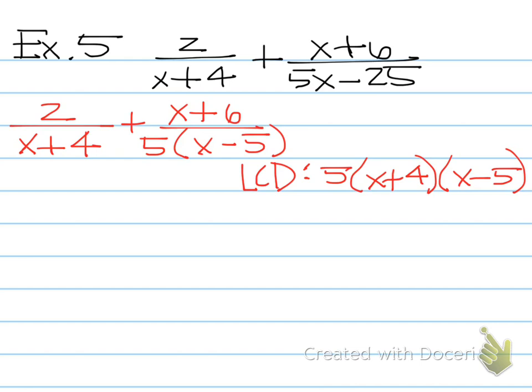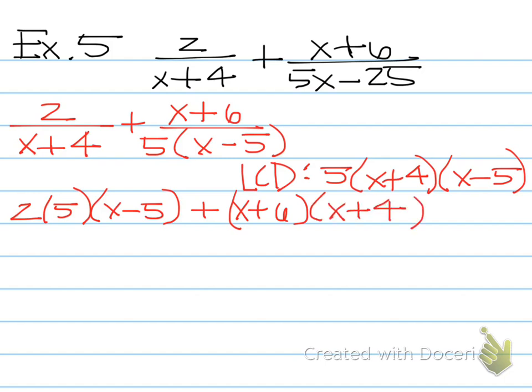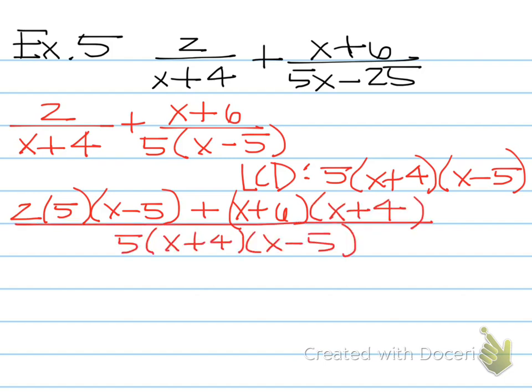So again, ask yourself, what do you have to multiply the first denominator by to get the LCD? We have to multiply it by 5 times x minus 5. So we're going to multiply that first numerator by that. The second denominator, we need to multiply by x plus 4 to get the LCD. So we have to multiply that numerator by x plus 4. And all that goes over the lowest common denominator.